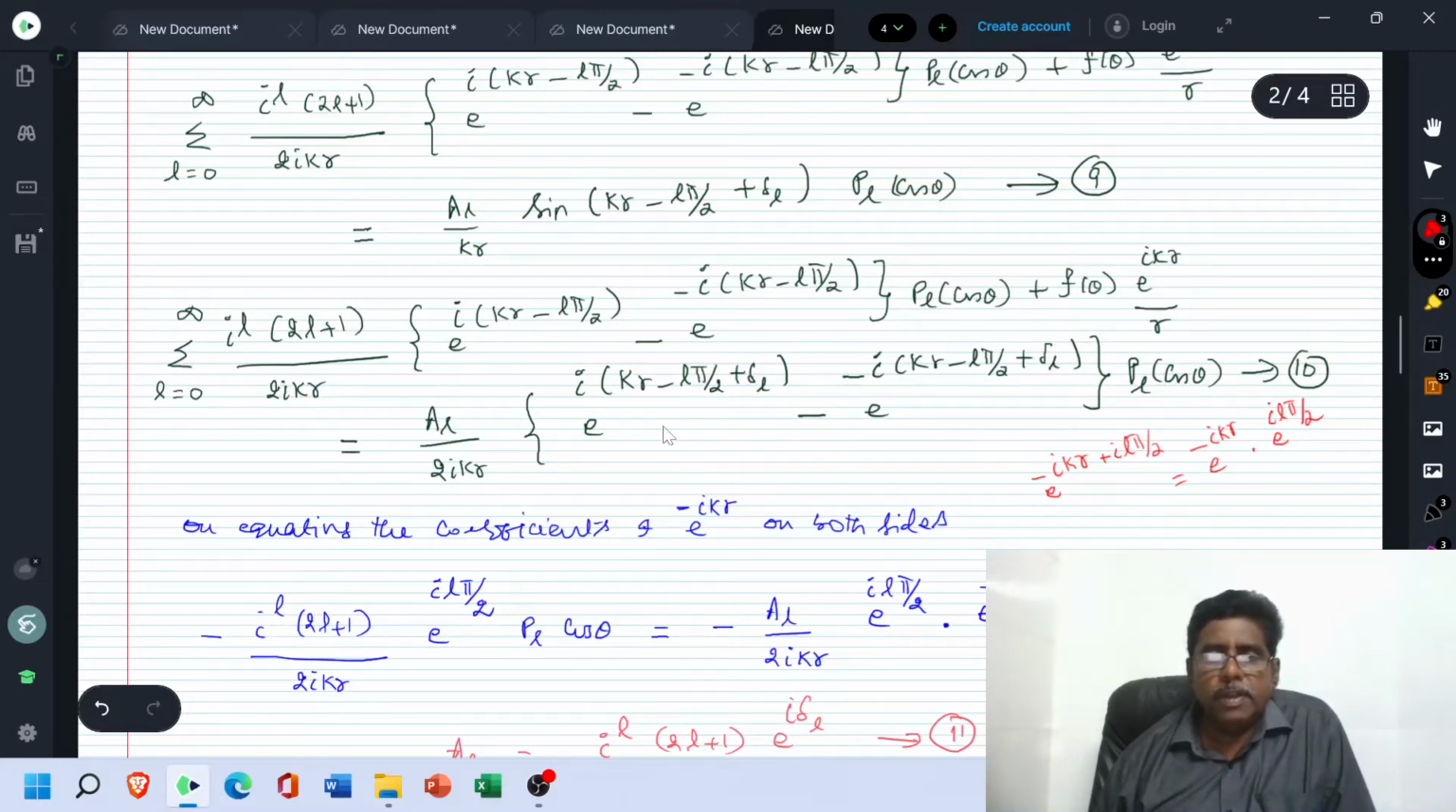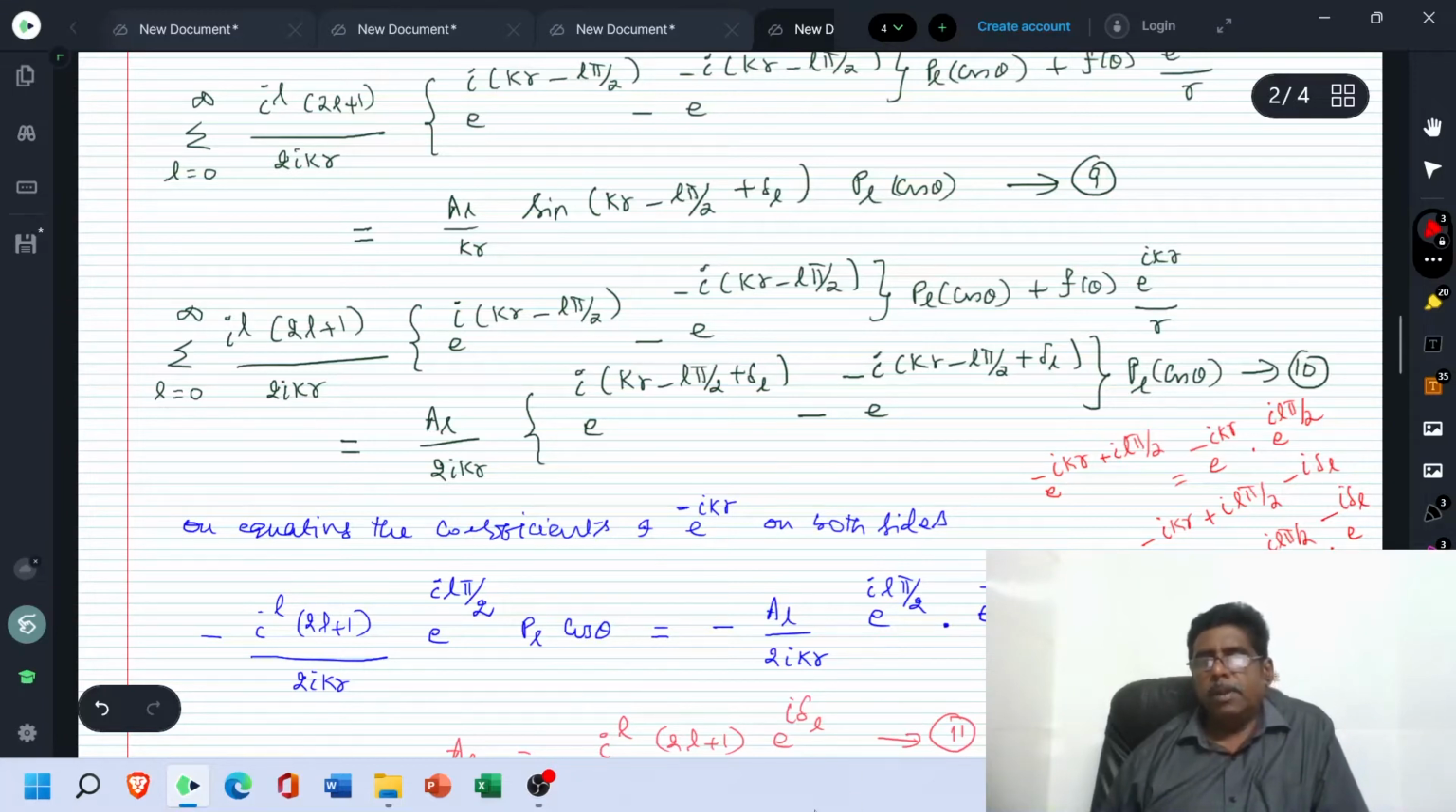Now come to the right hand side. This is free from e^(ikr), but this has e^(-ikr). If you do the multiplication, this minus sign is taken out, minus A_l/(2ikr). Then you can get e^(-ikr + ilπ/2 - iδ_l), which is equal to e^(-ikr) into e^(ilπ/2) into e^(-iδ_l). We just use the rule a^m · a^n = a^(m+n).